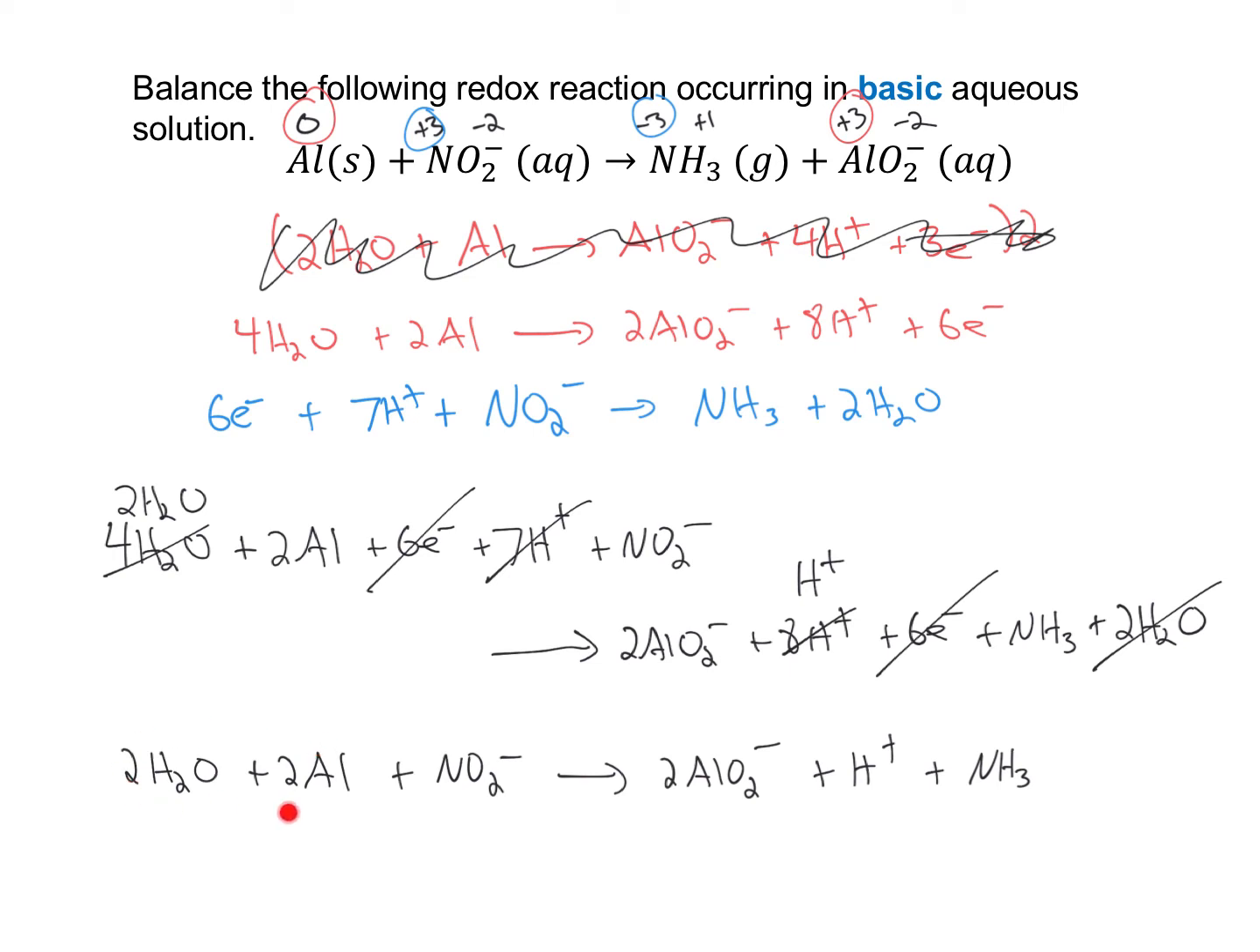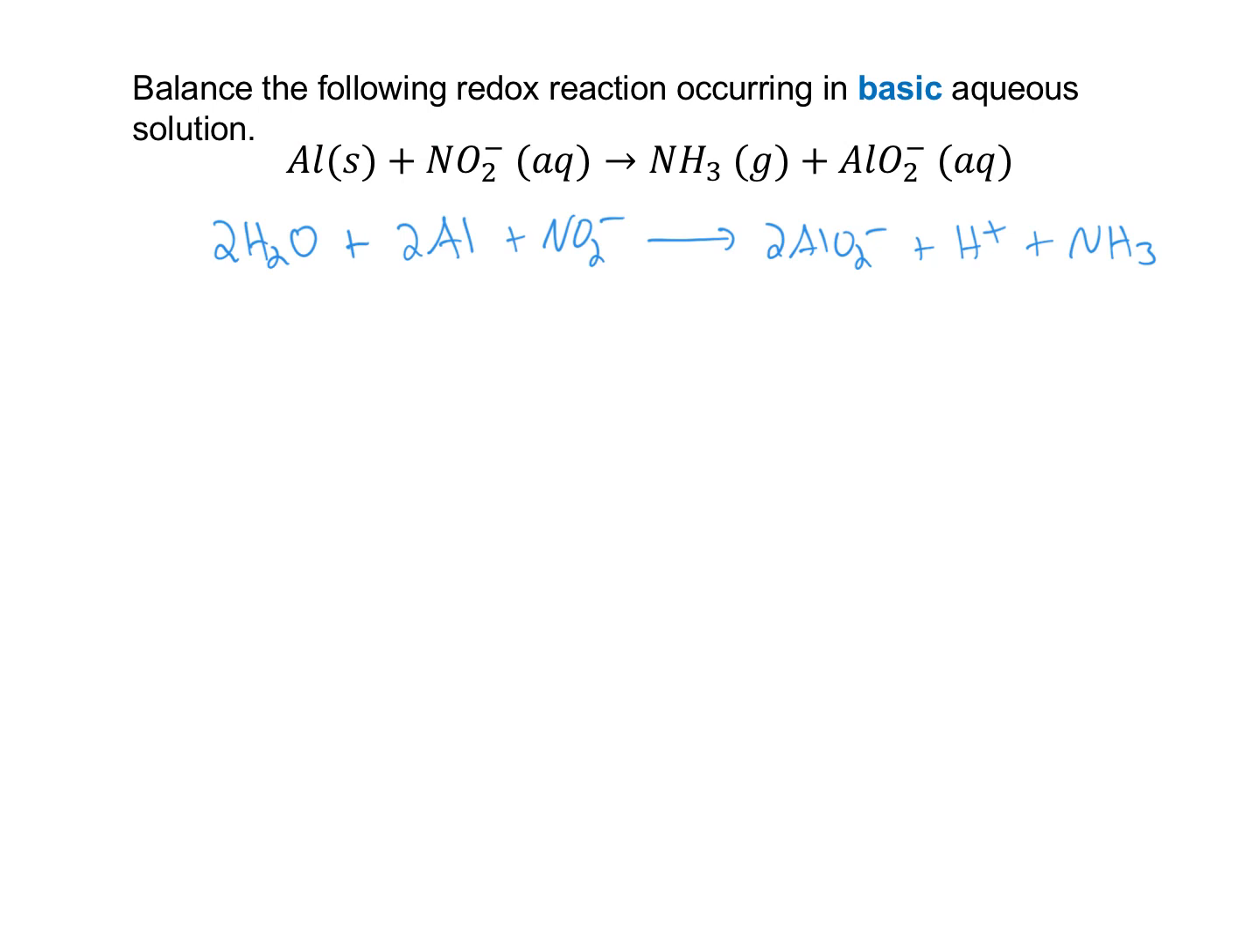The total charge on the reactant side is -1. Total charge on the product side, 2 negatives and 1 positive, so overall it's -1. So my redox reaction is balanced, but it's balanced for acidic conditions. And so I can't have this H plus if I'm in basic conditions. So let's go to the next slide and see what additional steps we need to take to make this appropriate for basic conditions.